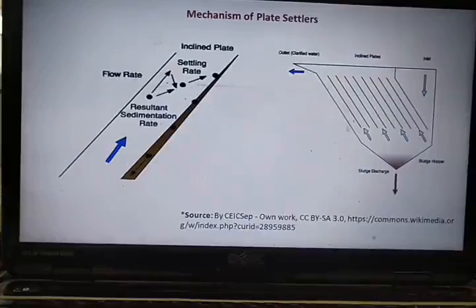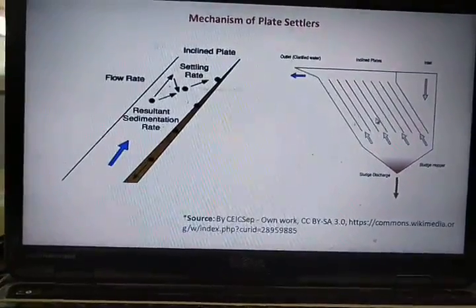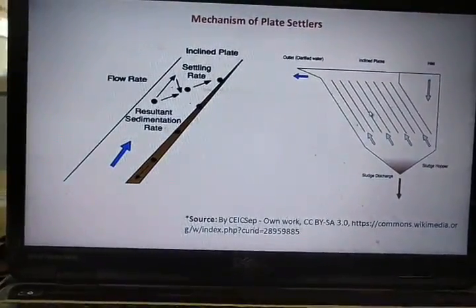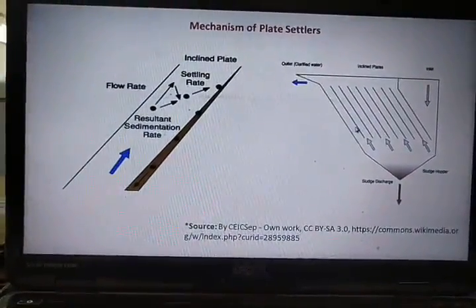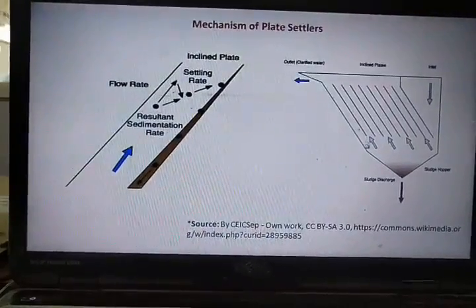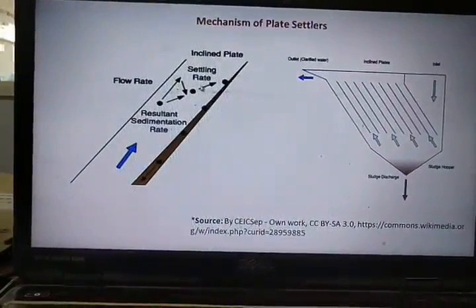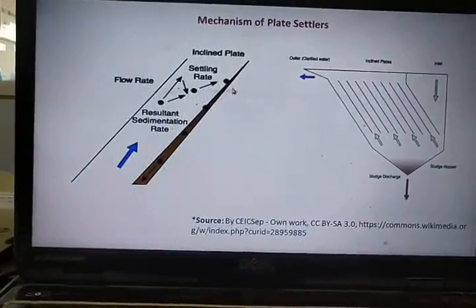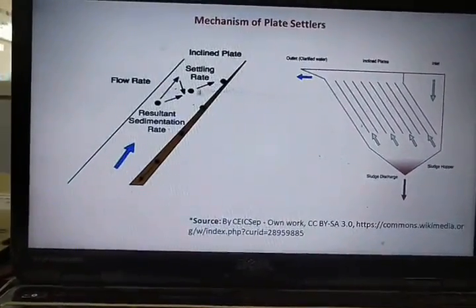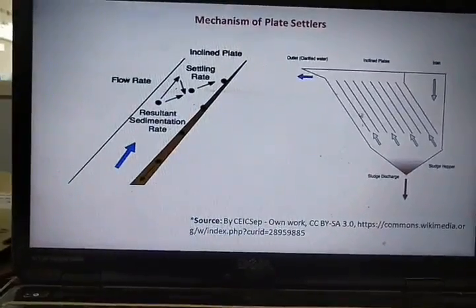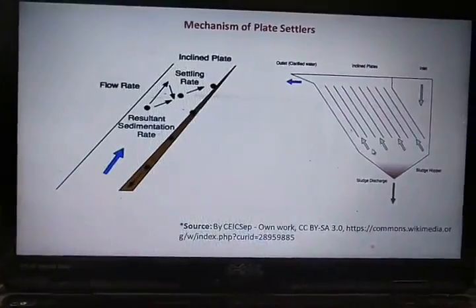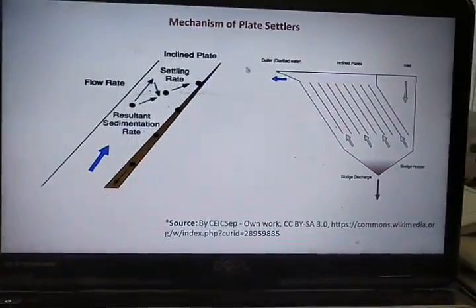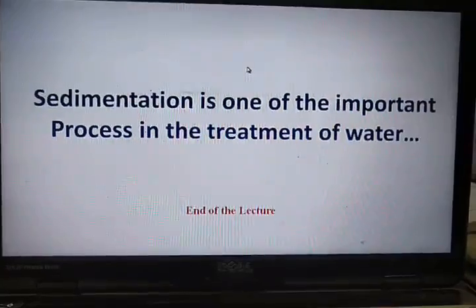Imagine the water flow without the presence of these plates. Then with the presence of these plates, what happens? The solid particles will have a very narrow path here, and they will hit the plates and be settled comparatively at a faster rate. So this is the mechanism of plate settlers.